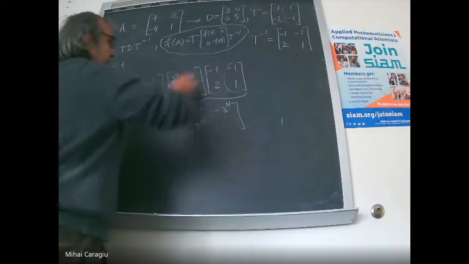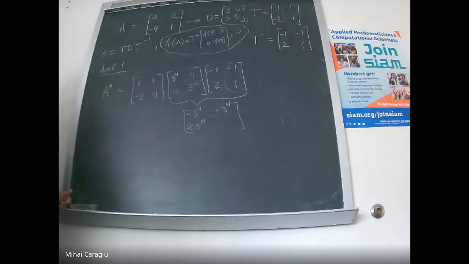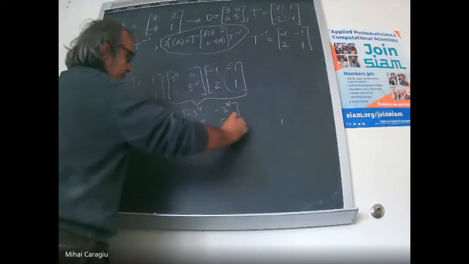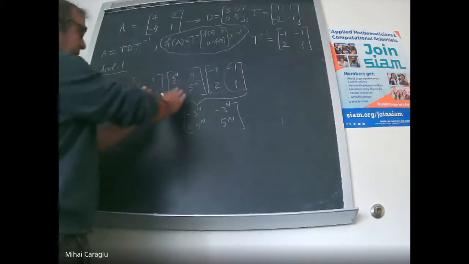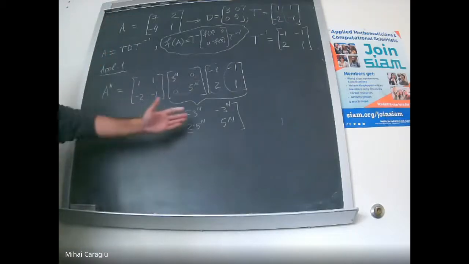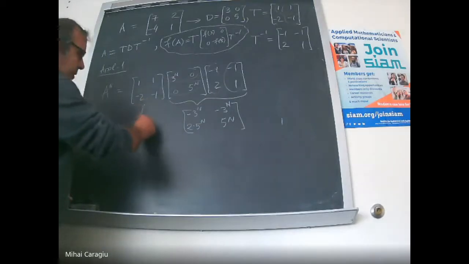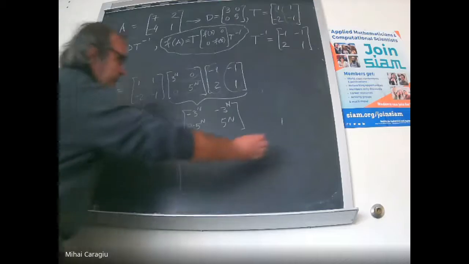Second row, second column, we get 5 to the power n. So that's the product of the second matrix and the third matrix. Now, with the first matrix on the left, multiply the last obtained matrix. So this multiplied by this. Let's see what we get here.